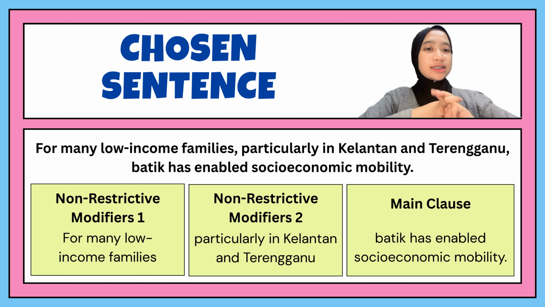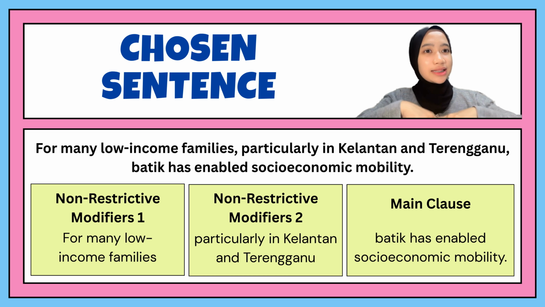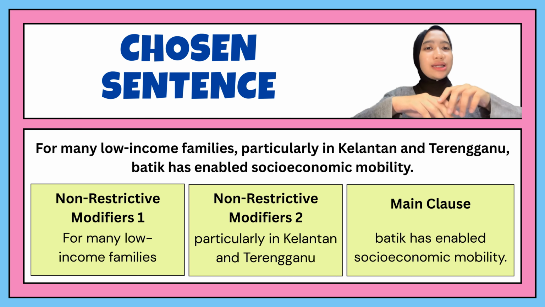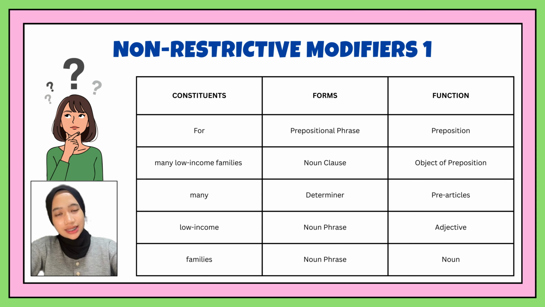The first part is non-restrictive modifier 1, which is for many low-income families. The second part is non-restrictive modifier 2, which is particularly in Kelantan and Terengganu. While the non-restrictive modifiers add extra information, the main clause, batik has enabled socio-economic mobility, carries the essential meaning of the sentence. Let us now look at non-restrictive modifier 1.